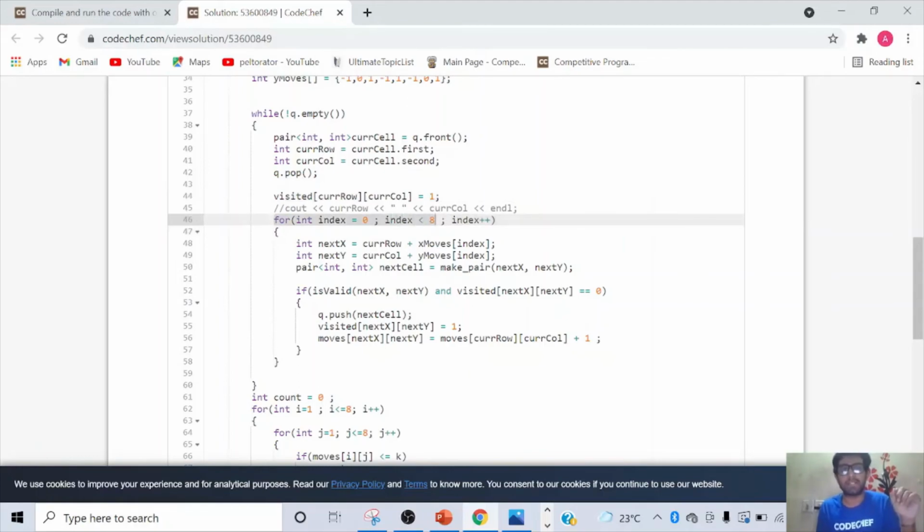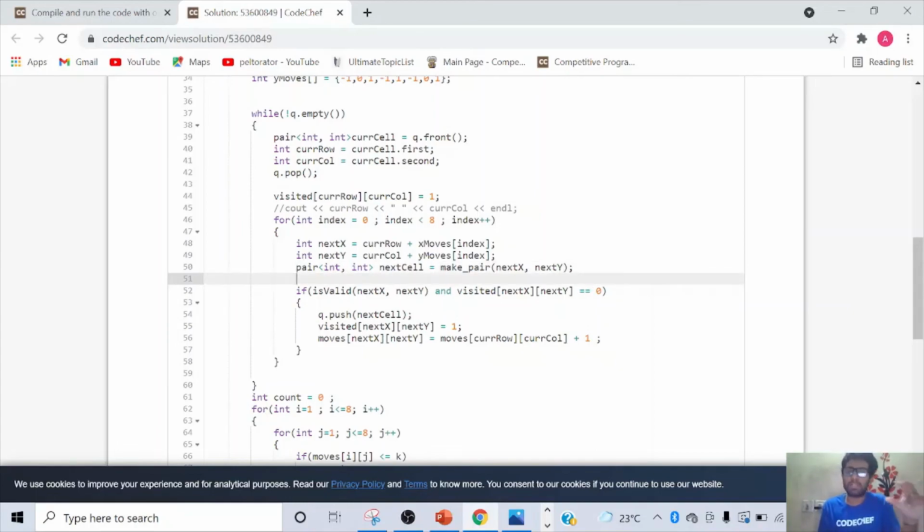Then we have a loop. As discussed, we need to compute the neighbors from every possibility. So there are 8 possibilities from start row, start column. Now out of these 8 possibilities, what would be next x and next y? Next x is nothing but current row plus x moves of I, and next y is nothing but current column plus y moves of I. So we computed next x and next y. Then, for simplicity, we make a next cell pair between next x and next y.